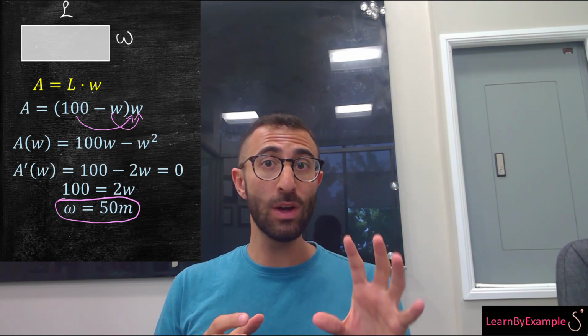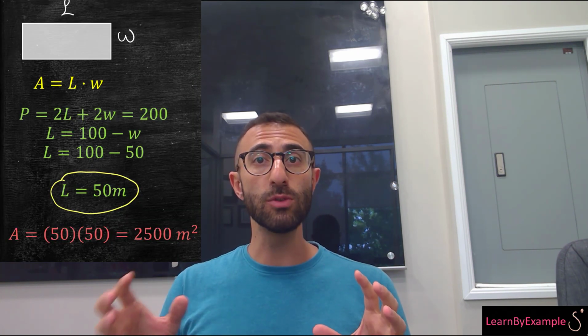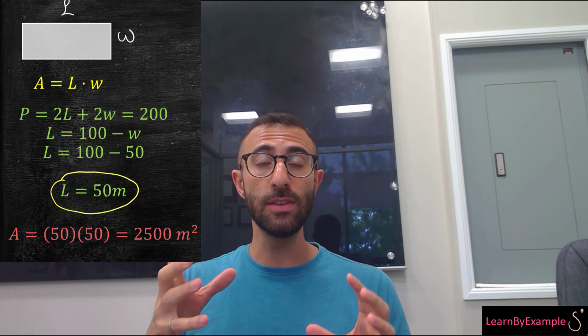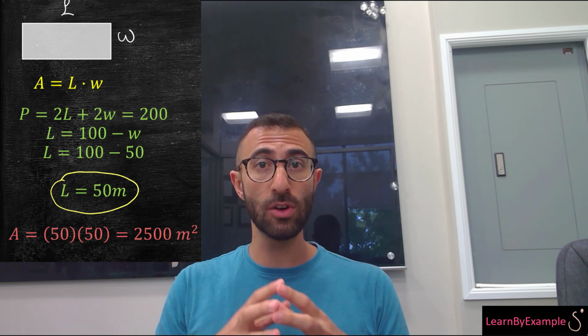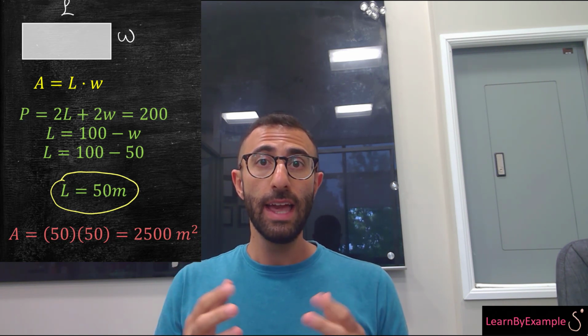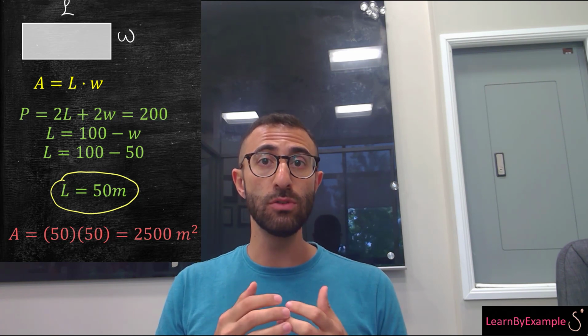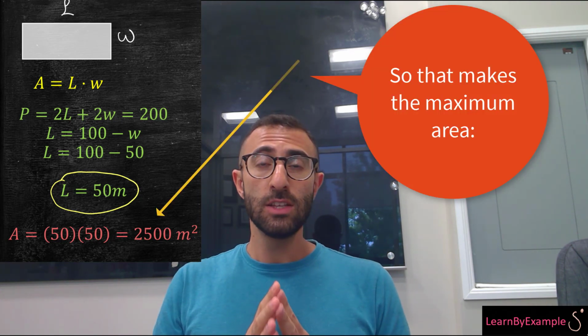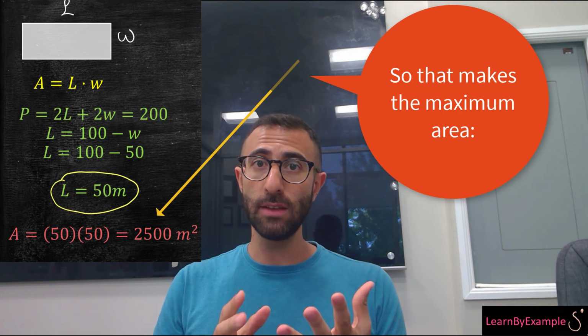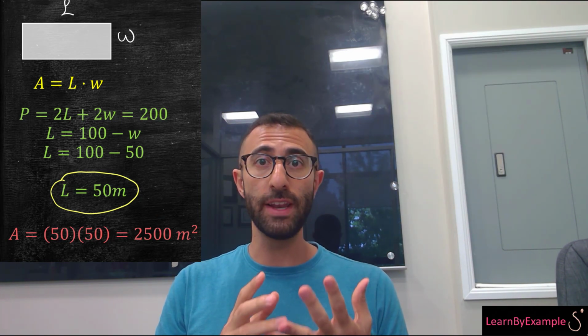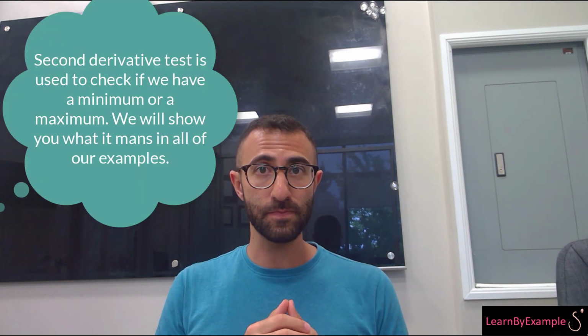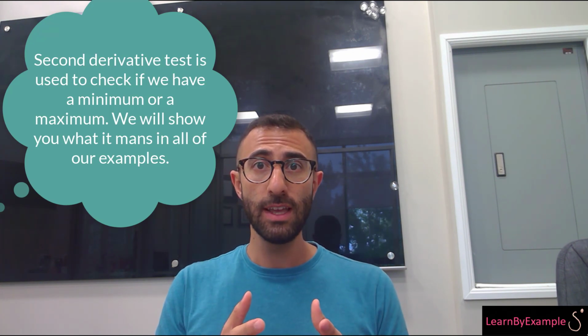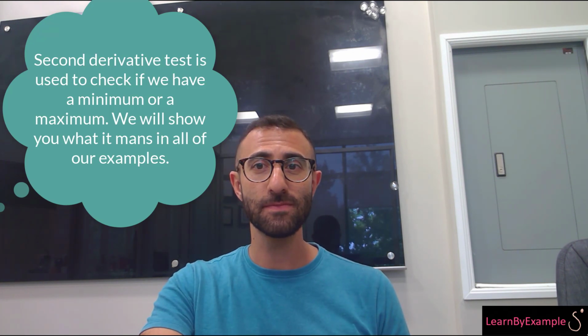Now that we found one dimension, we'll be able to find the next one, and that's L. So if you take W equals 50 and you plug that back into the initial perimeter equation that we used earlier, you'll be able to find L. And in this case, L is equal to 50 as well. So now we have step number 5, which is finding W, and step number 6, which is finding L. We can move on to the last step, and that's finding the second derivative of the area function. So why don't you try that yourself and check if we have the same answer.